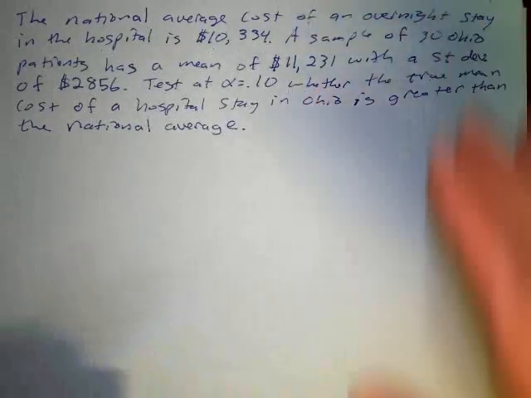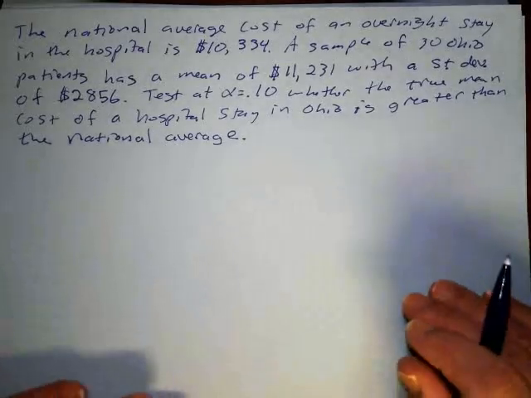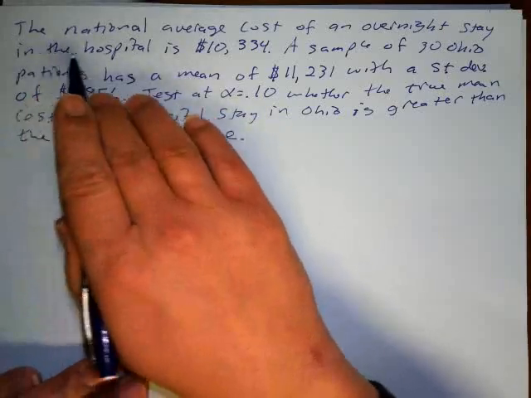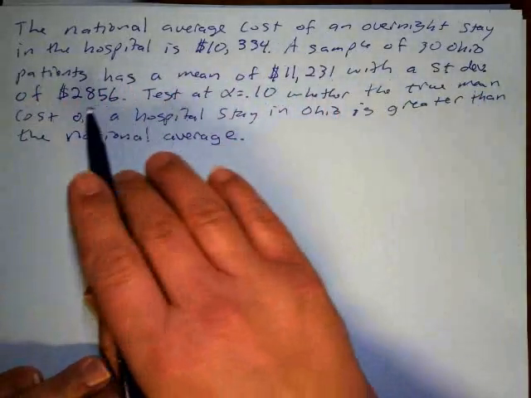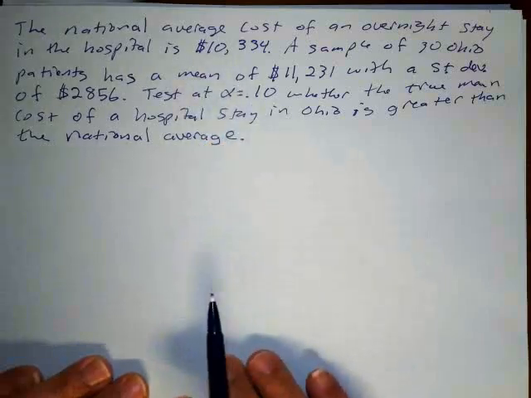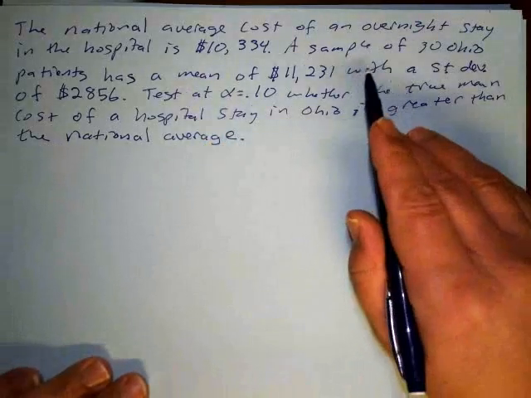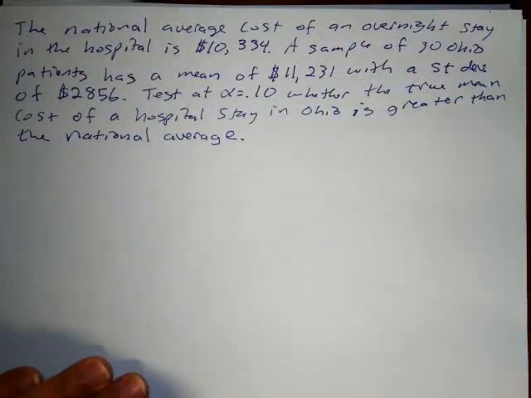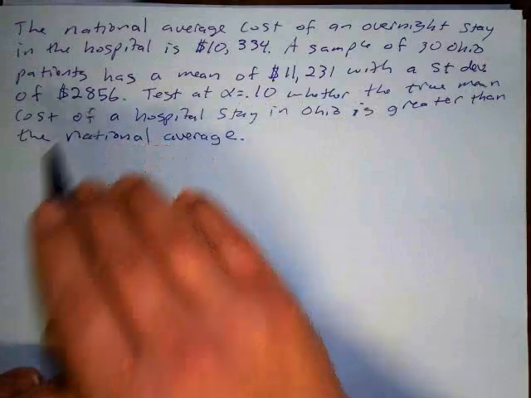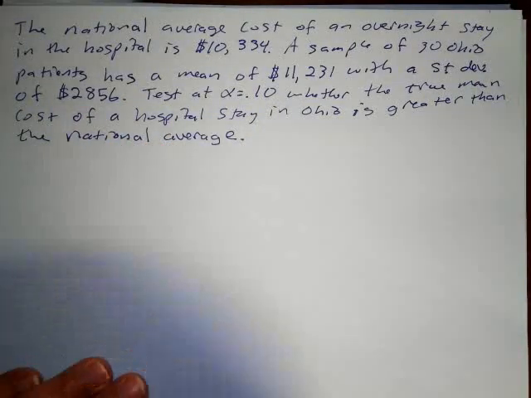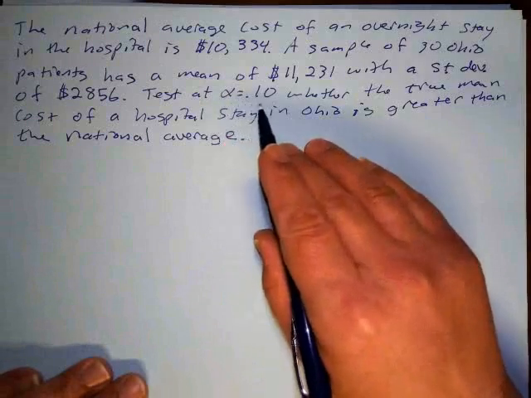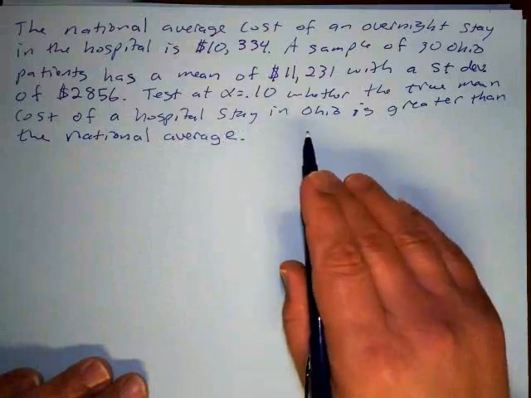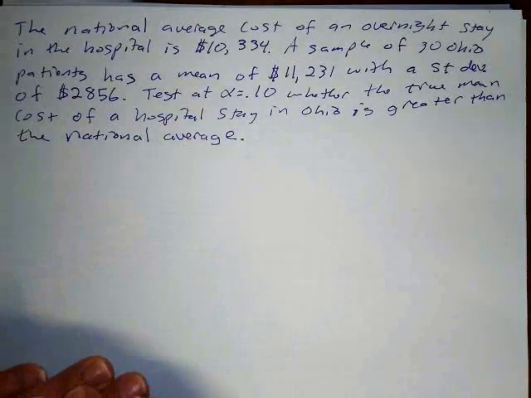Okay, we are now going to do an example of a right-tailed test. In this case, the problem says the national average cost of an overnight stay in the hospital is $10,334. A sample of 30 Ohio patients has a mean of $11,231 with a standard deviation of $2,856. We want to test at alpha equals 0.10 whether the true mean cost of a hospital stay in Ohio is greater than the national average.